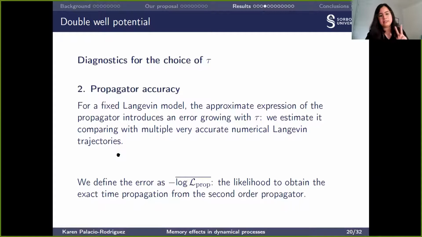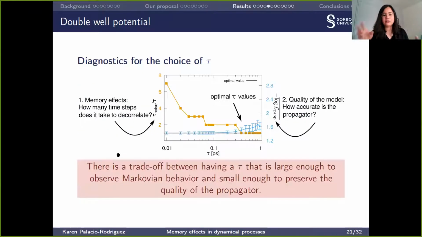Then the second test is related to the propagator accuracy. So basically here we are saying that for a fixed Langevin model, we know that our approximate expression of the propagator introduces an error that grows with tau. To estimate this error, we compare multiple very accurate Langevin trajectories with the second order propagator. And this gives us our second quantity to test the quality of the model. So we have on one side the tests that allow us to care for the memory effects, and on the other side, the tests that allow us to care for the quality of the model.